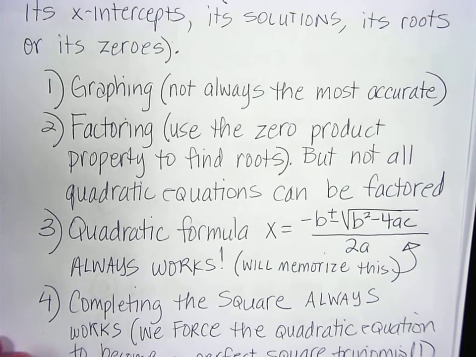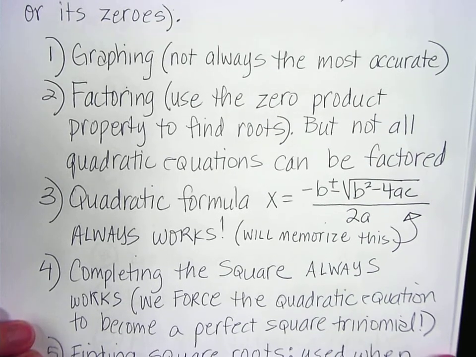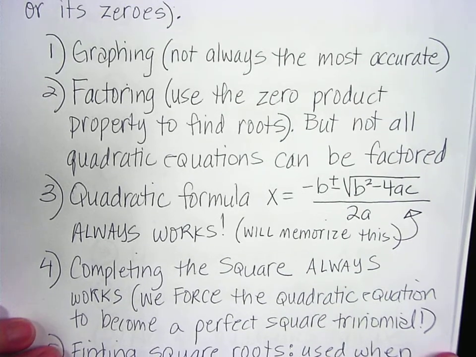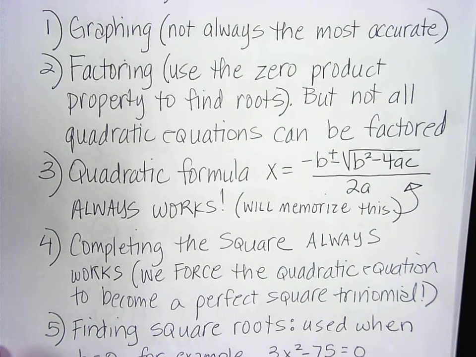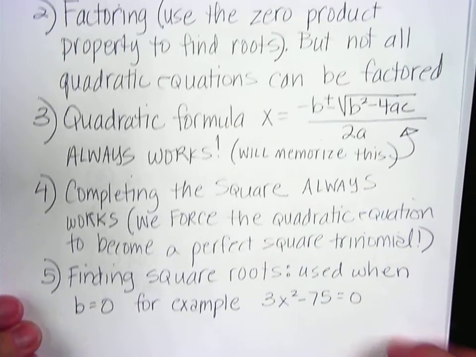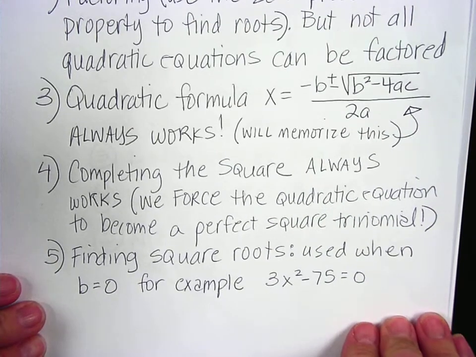Number 3, we will be using the quadratic formula, x equals negative b plus or minus the square root of b squared minus 4ac all over 2a. This always works, and you will memorize this formula right here. And you'll be amazed at how quickly that will happen.